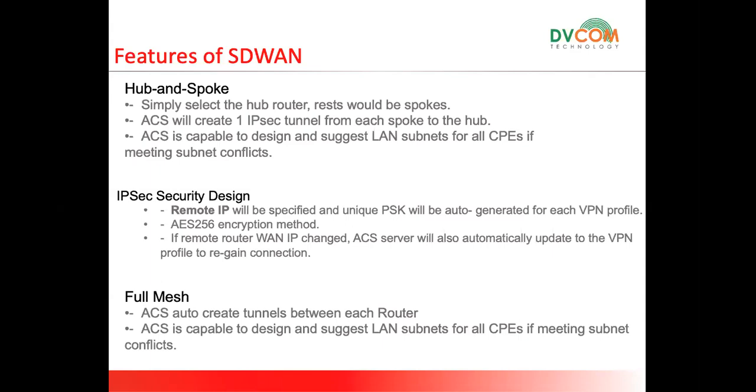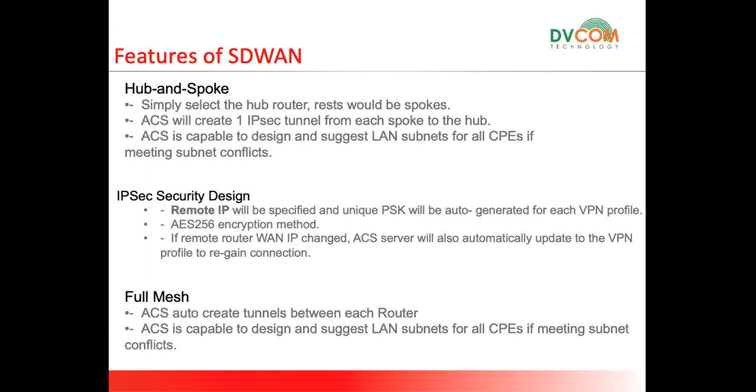ACS will create one IPsec tunnel from each spoke to the hub. ACS is capable of designing and suggesting LAN subnets for all CPEs if there are subnet conflicts. So instead of going to each and every device manually, through ACS you can access all the devices from a single dashboard, and from there you can establish the VPN connectivity. In case any subnets conflict, ACS will automatically assign a different subnet for each location. So that's the beauty of this.